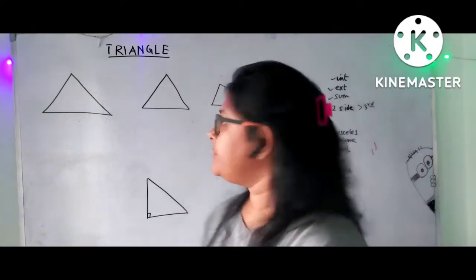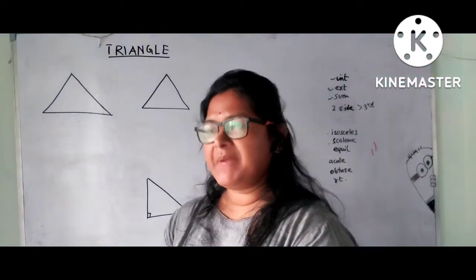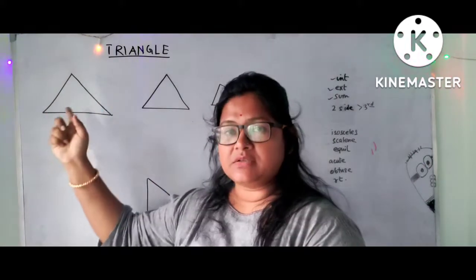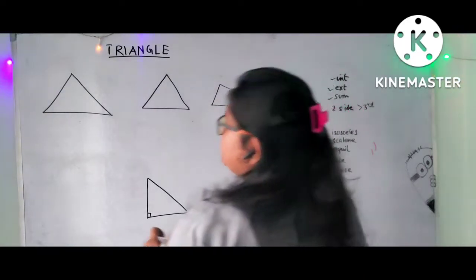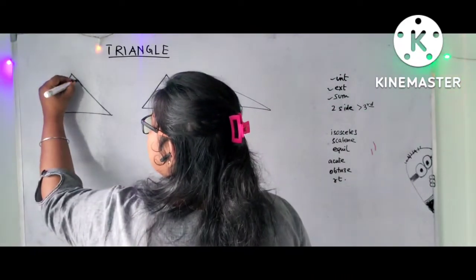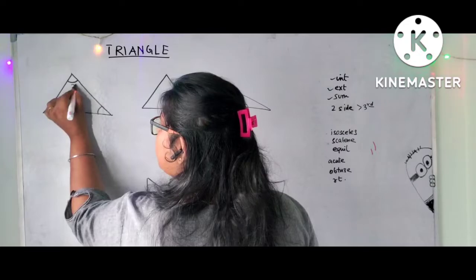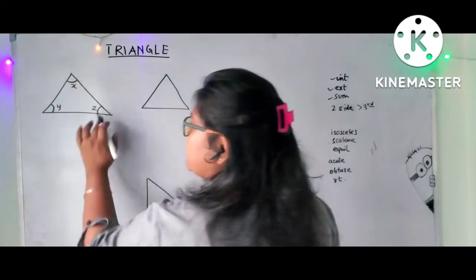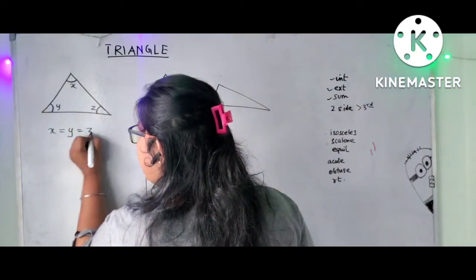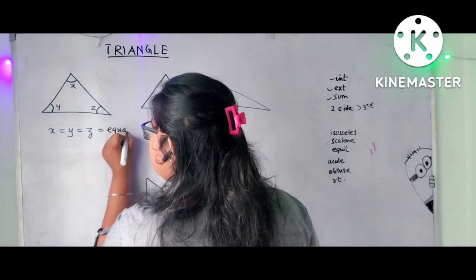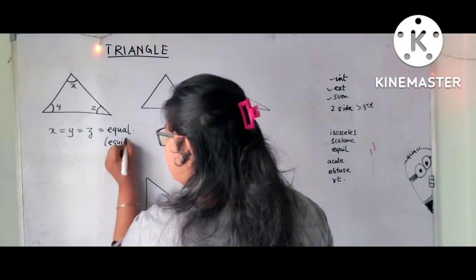Okay, my next topic is types of triangles. What are the different types of triangles? Based on their sides and angles, we can determine the different types of triangles. For the first one, if in a triangle all the three sides are equal, and x, y, z are suppose the three angles, and if I see that x, y and z are equal, then I will call it an equilateral triangle.